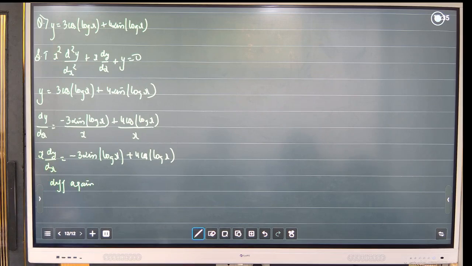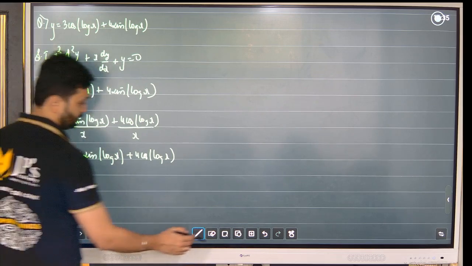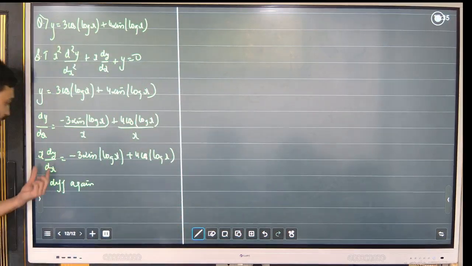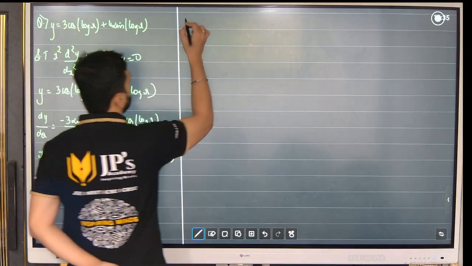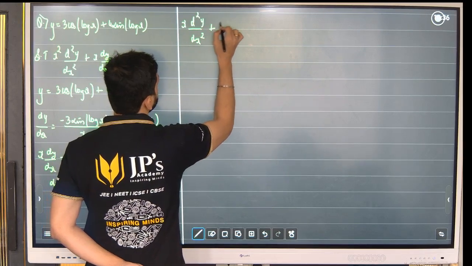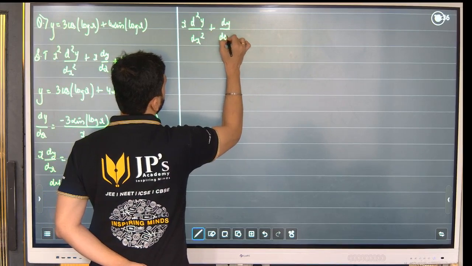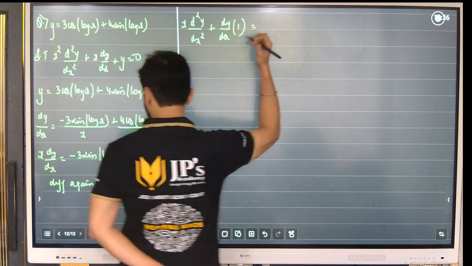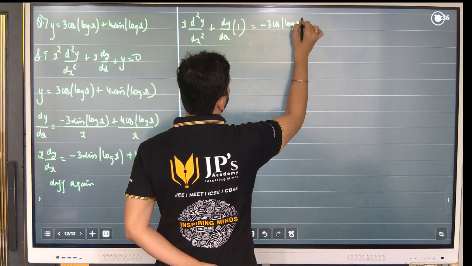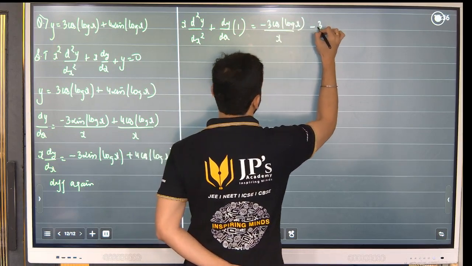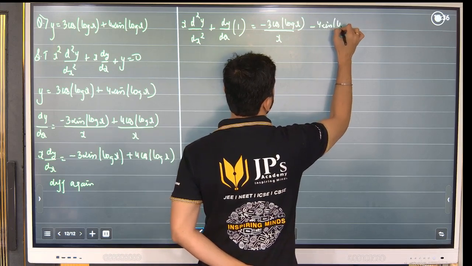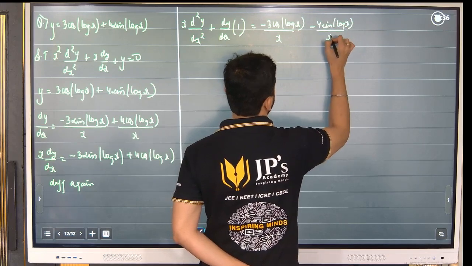Now, the left hand side I will have to solve by u into v. This is the product rule. So this will become x d square y by dx square plus dy by dx into 1 is equal to minus 3 cos log x upon x minus 4 sin log x upon x.